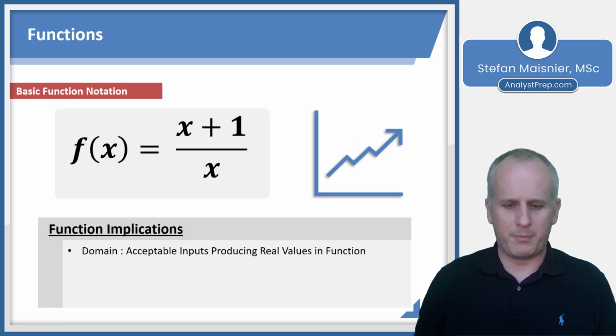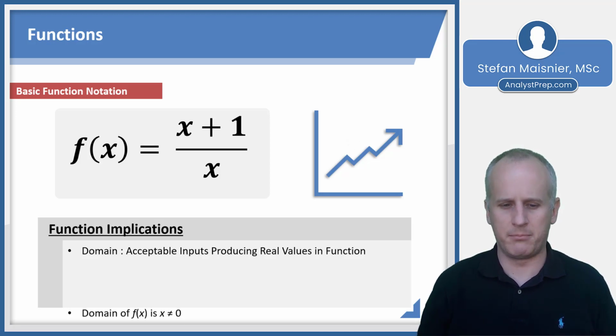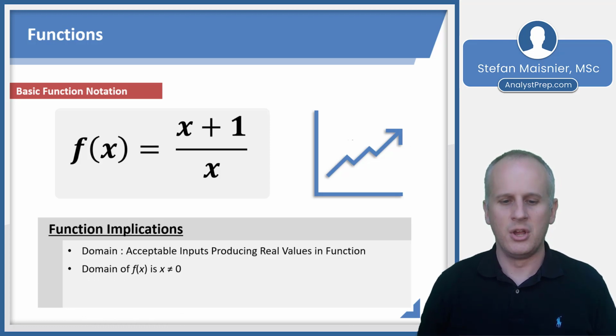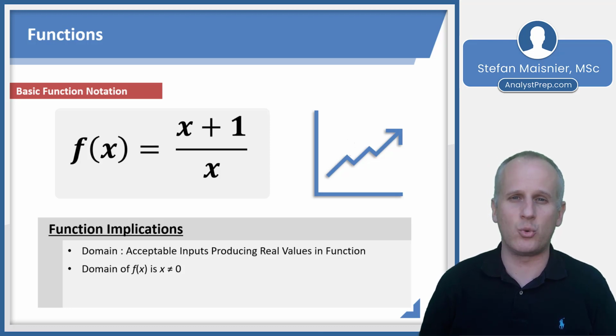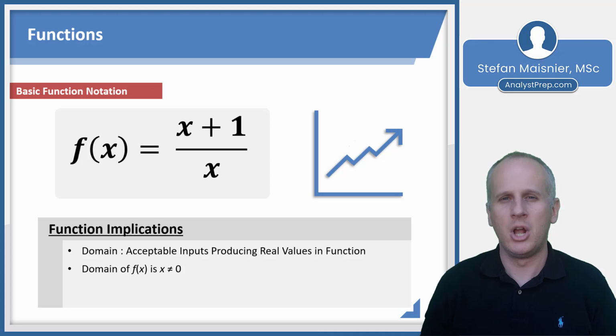Functions always have what is known as a domain, and those are the acceptable inputs that produce real values in the function. And we remember from other lessons that for the Executive Assessment, there are no non-real values. Everything has to be representable on the number line. So the domain of this function would be any value where x is not 0 is accepted, because if x were equal to 0, we would be dividing by 0. And we remember from another lesson that when you divide by 0, the technical result is actually infinity, and infinity is a non-real value, which is not accepted on the Executive Assessment as a result.